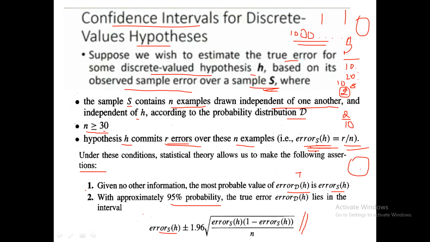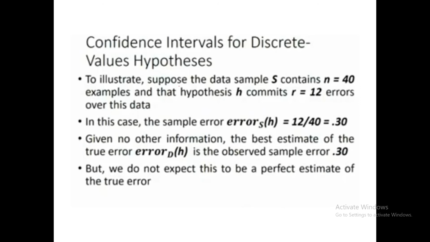So this 95% probability is your confidence interval. You are 95% confident that the true error with respect to your entire population always lies between this interval. What is that interval? Sample error plus or minus 1.96 into square root of sample error times 1 minus sample error, divided by n. So this is how we are going to define the confidence interval. Now let us take an example and we'll see.